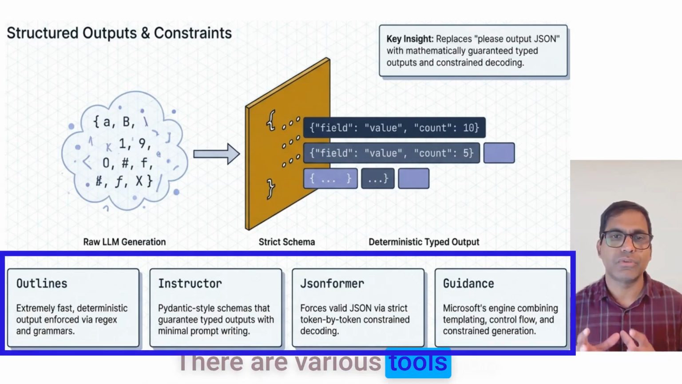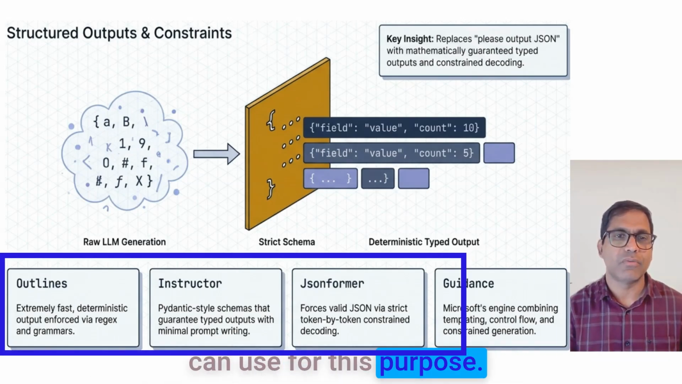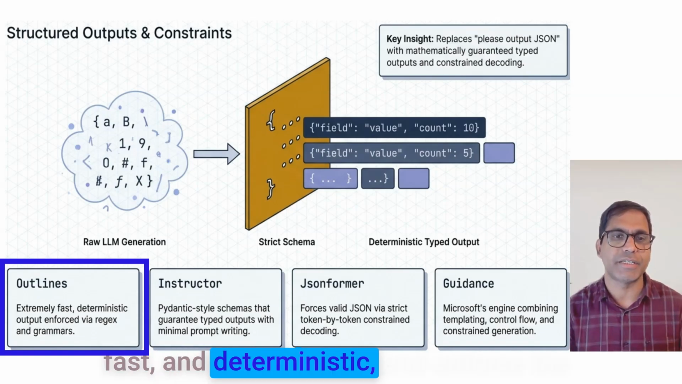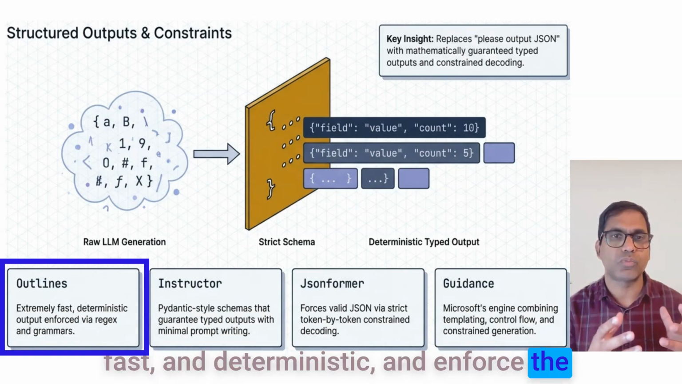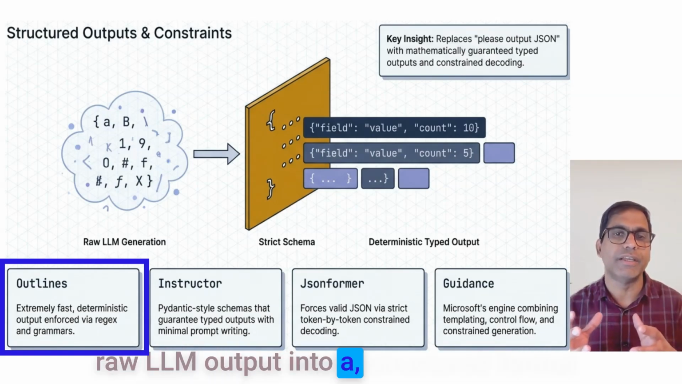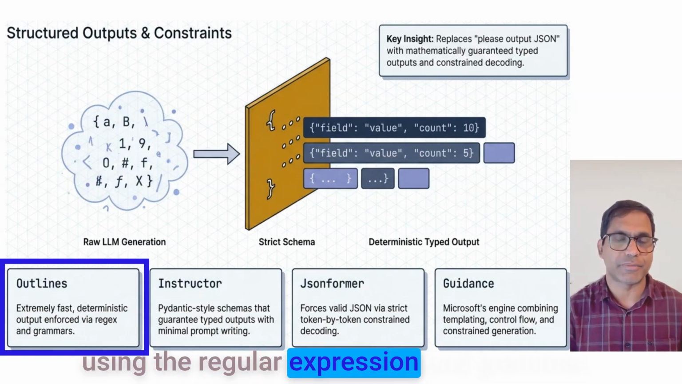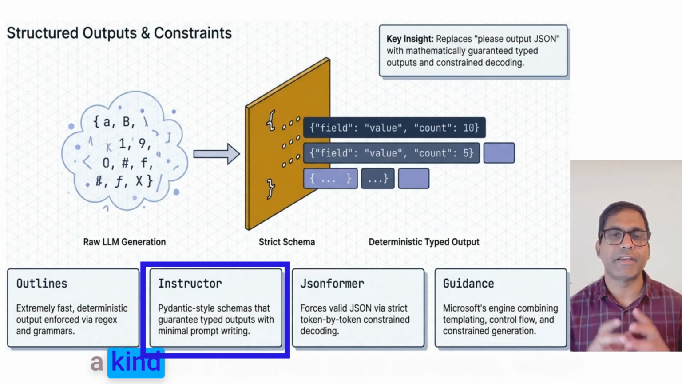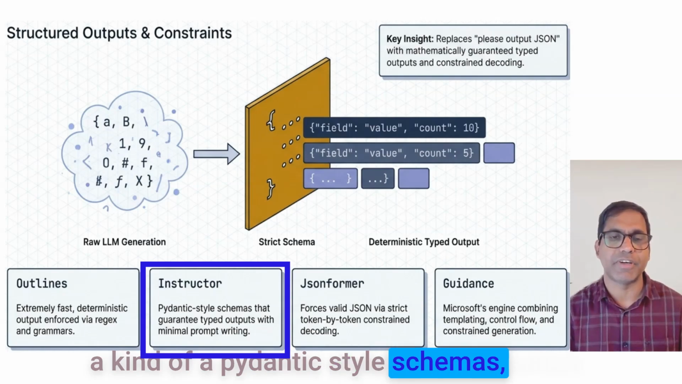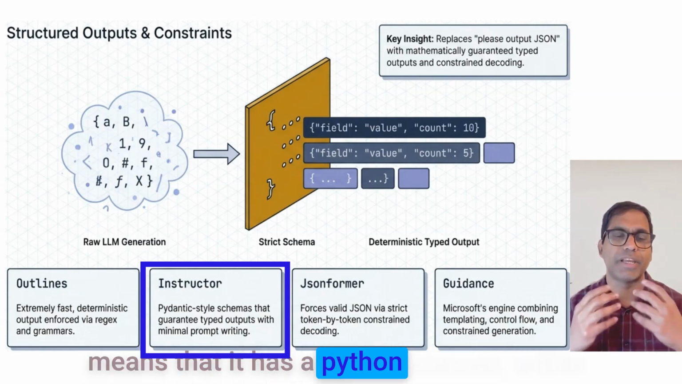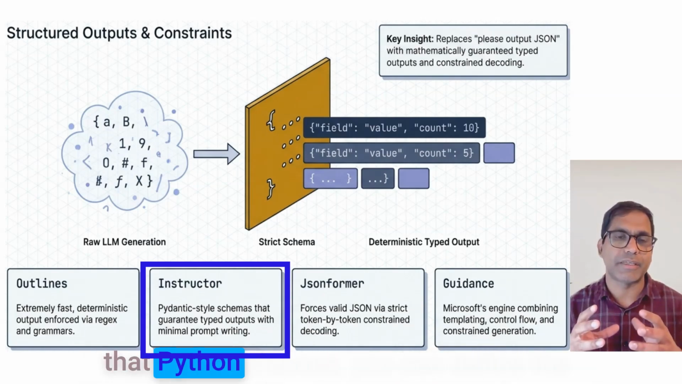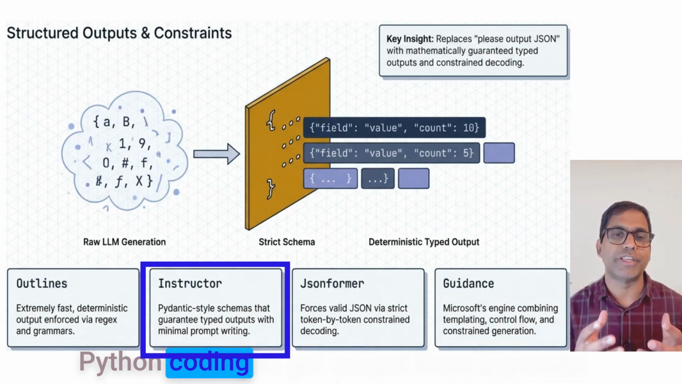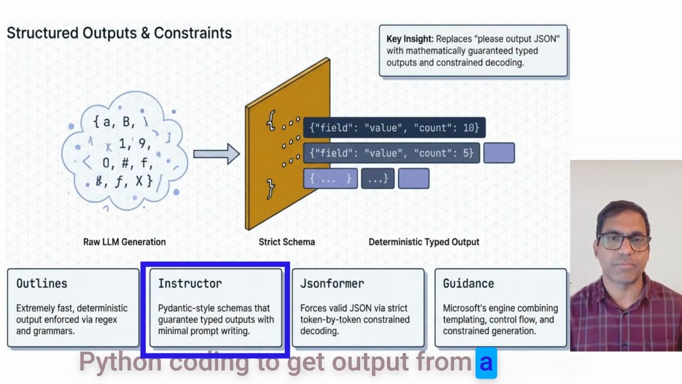There are various tools you can use for this purpose. One is Outlines, which is typically extremely fast and deterministic, and enforces the raw LLM output into a structured format using regular expressions and grammar. Another tool is called Instructor, which uses Pydantic-style schemas, which means it has Python classes. Within those Python classes, you can define the structure of your output, and you can use Python coding to get output from a prompt.